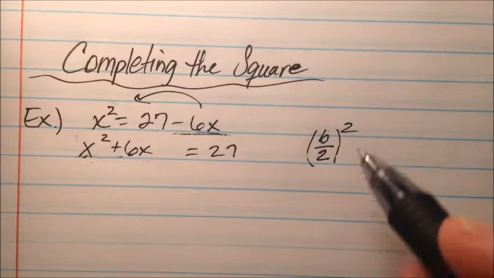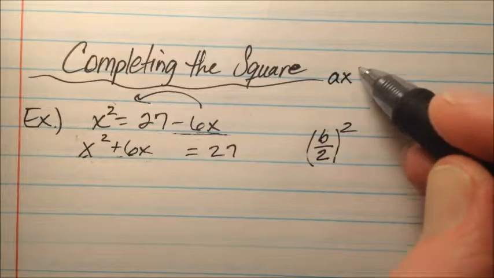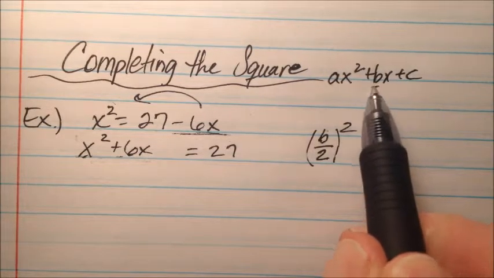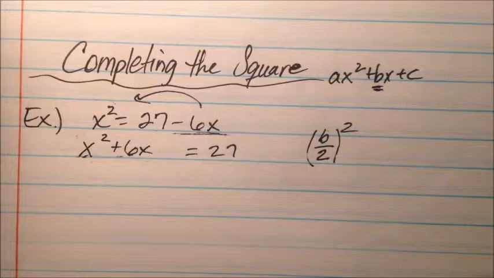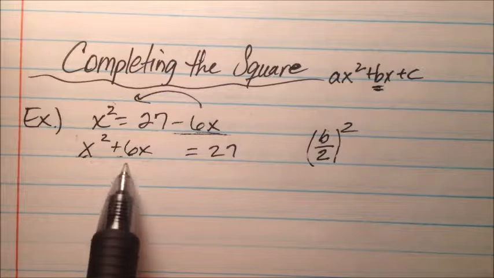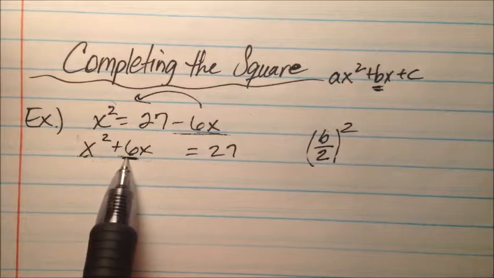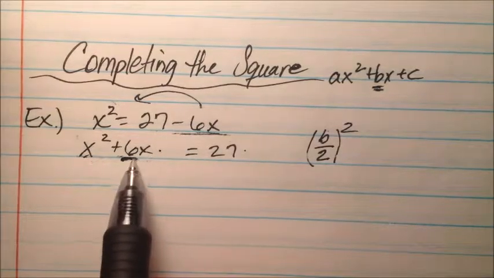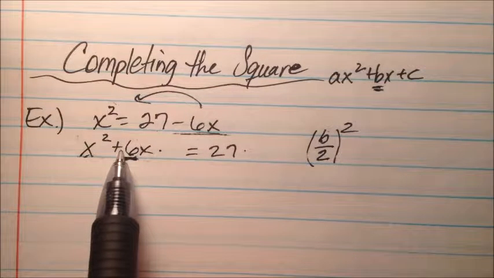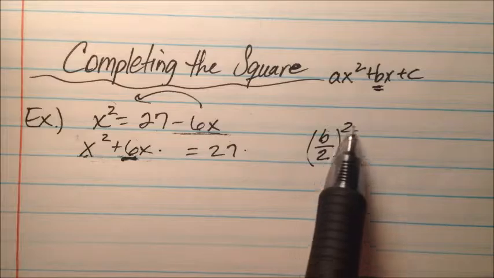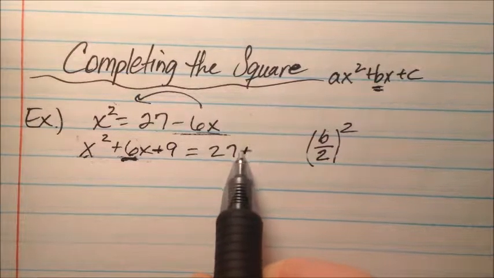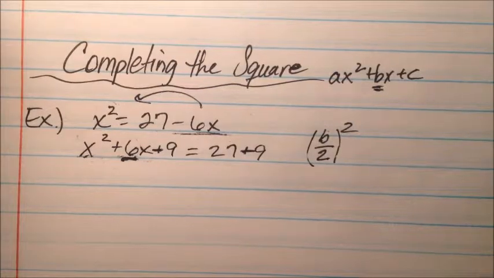Well, what is b? When we have our standard form of ax squared plus bx plus c, b is the coefficient of our linear term. In this case, our linear term is 6x, so the coefficient is 6. So what I'm going to add to both sides is half of 6, which is 3, and then we square it so we get 9. So I'm going to add 9 to both sides.